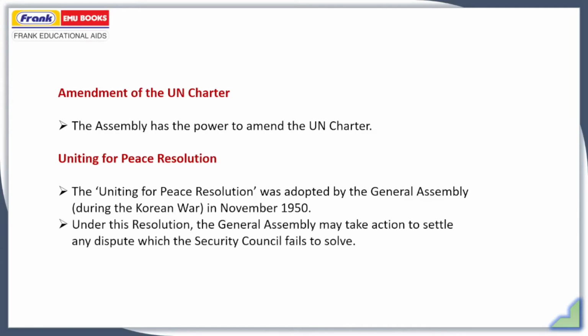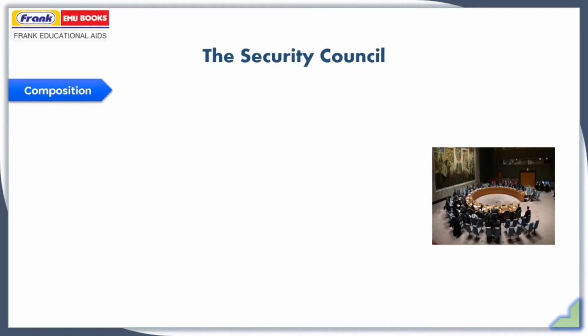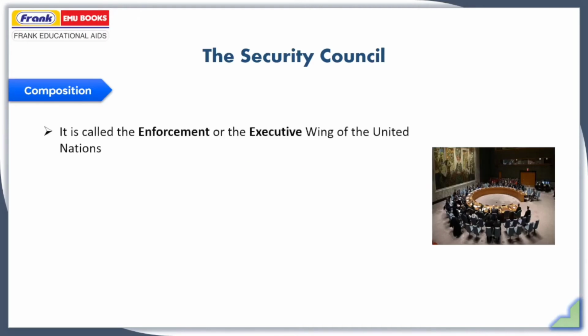Under the Uniting for Peace resolution, the General Assembly may take action to settle any dispute which the Security Council fails to solve. Now, let us move towards the Security Council. The Security Council is called the enforcement or the executive wing of the United Nations.